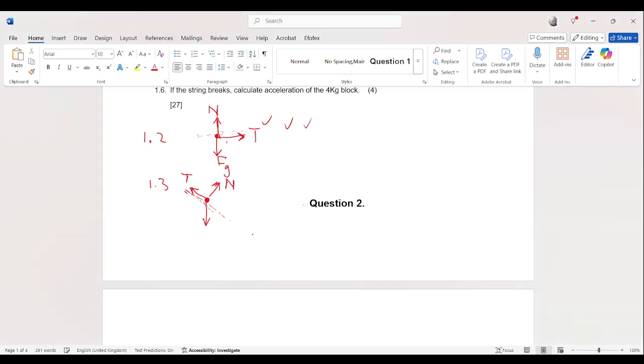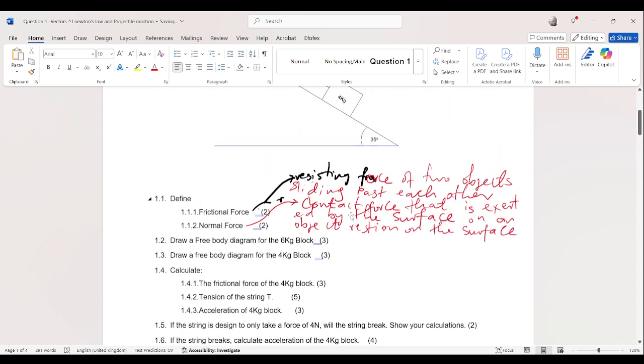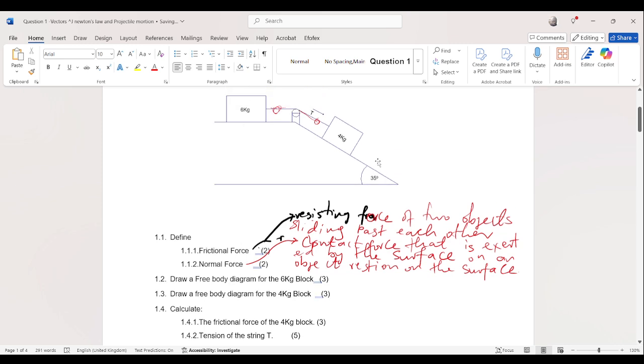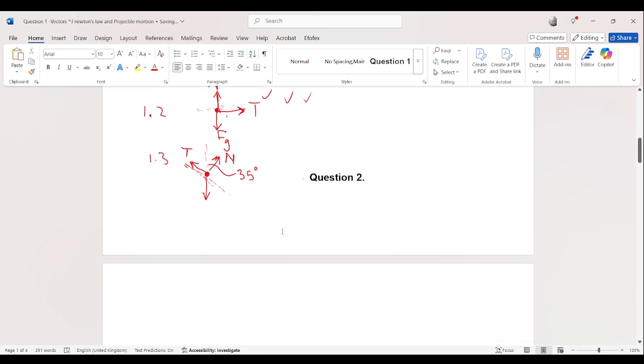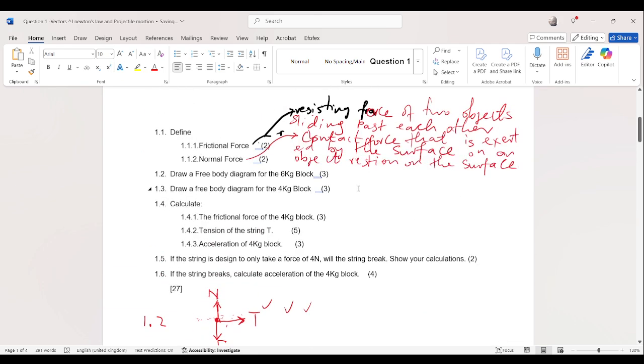Now we have to determine the angles. This angle, unfortunately, will always take the angle of the incline. Always. So that's 35 degrees. Okay, let's go to the next question.